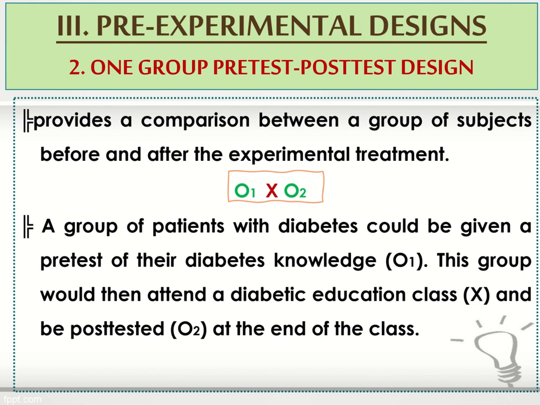So a group of patients with diabetes could be given a pre-test of their diabetes knowledge, that is our observation one. And then this group would then attend the diabetic education class, which is our X or our treatment or intervention, and then be post-tested, that is our observation two, at the end of the class.